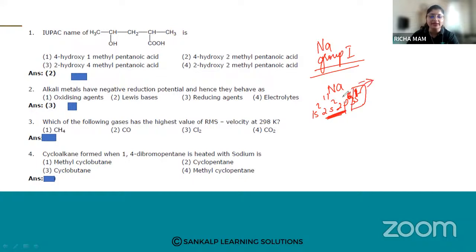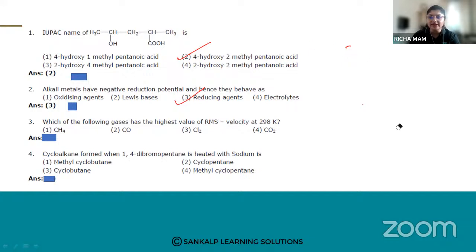Because the alkali metals can easily lose electrons, they behave as a reducing agent. So option number 3. Let us go for the next one.